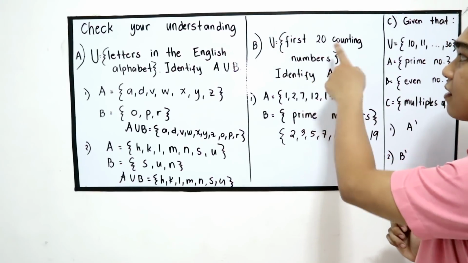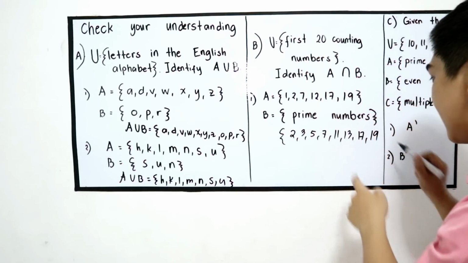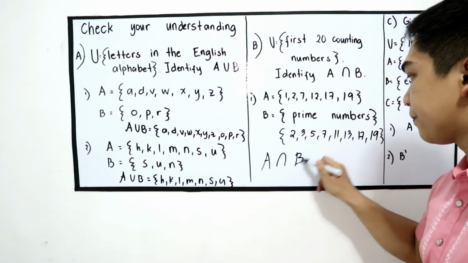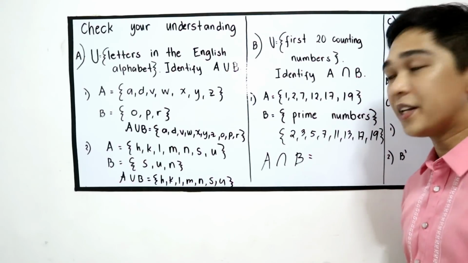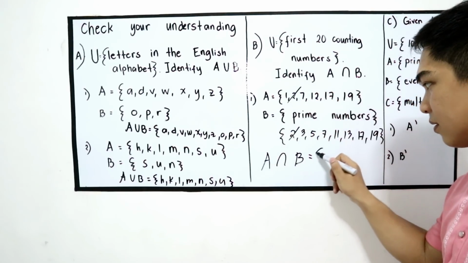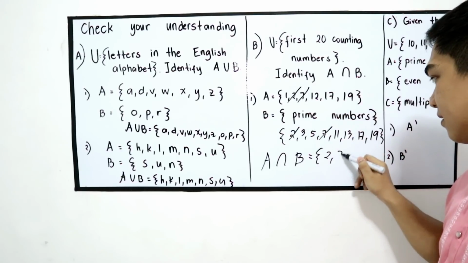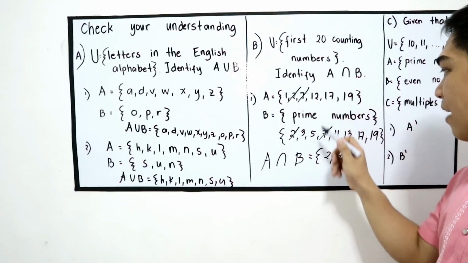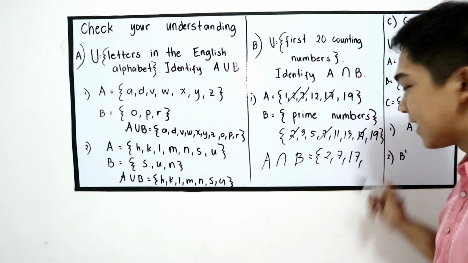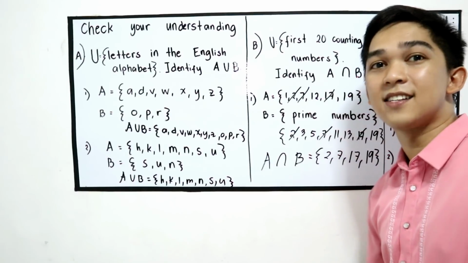Our universal set's maximum is 20, so we will end at 19. Now let us find A intersection B, the elements common to set A and set B. So we have 2. We also have 7. We also have 17 and 19. And this is now our final answer.